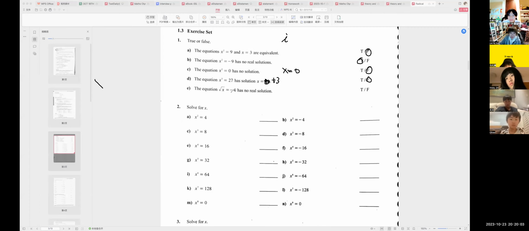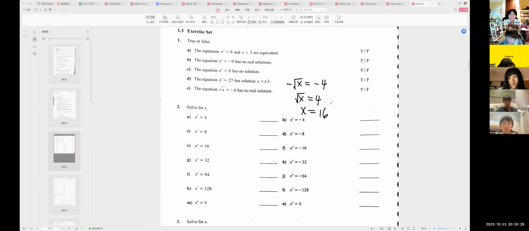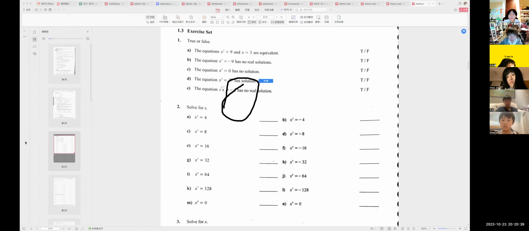The equation square root of x equals negative 4 has no real solution. Is it true or false? True, very good. The square root of anything cannot be a negative number, okay? But take a look at this one. Negative square root of x equals negative 4. Square root of x equals 4. x equals 16. Get it, everybody? That makes sense. Okay, good job.